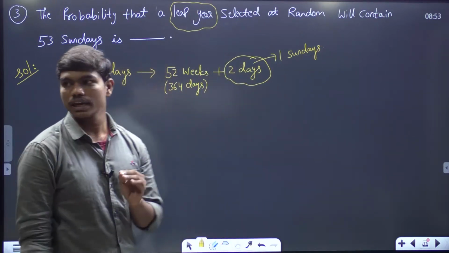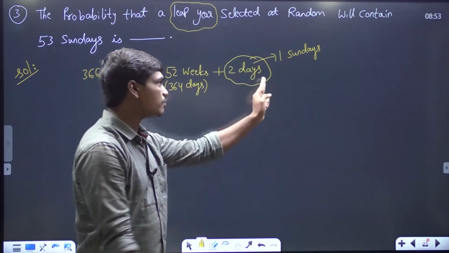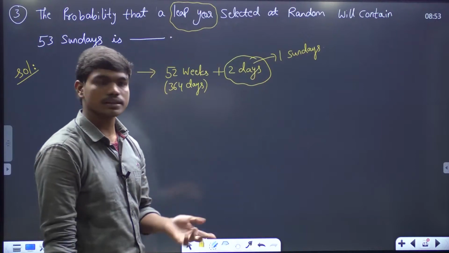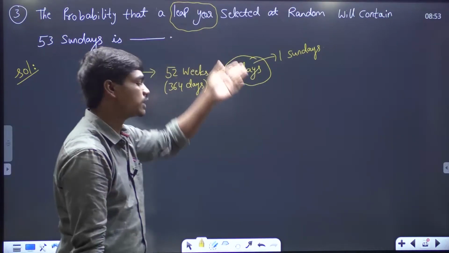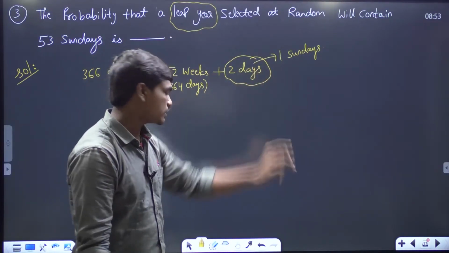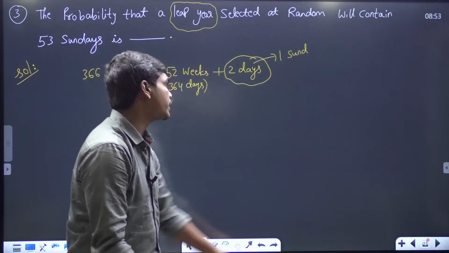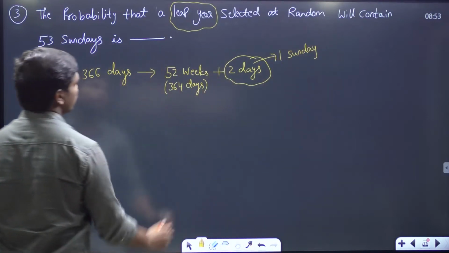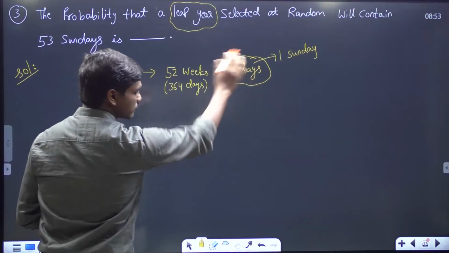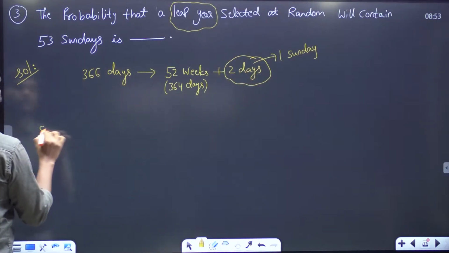So now the question is, in a week, if you select 2 days at random, find the probability that there is 1 Sunday, correct? Because out of these 366 days, if you want to have 53 Sundays, which means out of these 2 days, you should have 1 Sunday. It's not Sundays, it's Sunday. 1 Sunday. Correct?